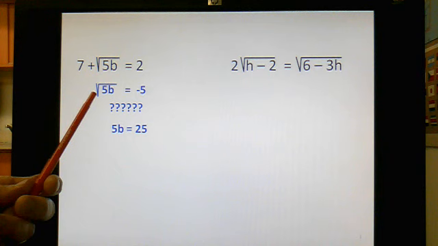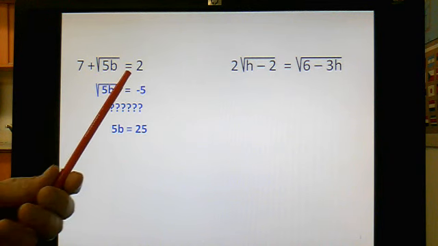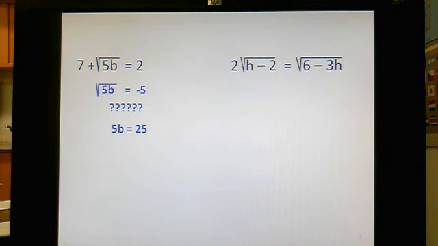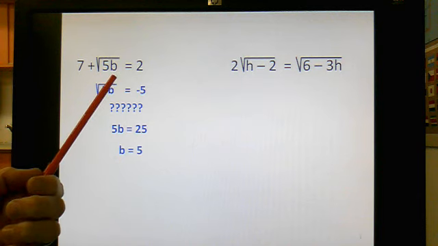So the radical symbol squared cancels out. -5 times -5 is positive 25. That's an easy equation to solve. You divide by 5 and you get b is equal to 5. An important thing to do on a problem like this is to plug the 5 back in and check it.